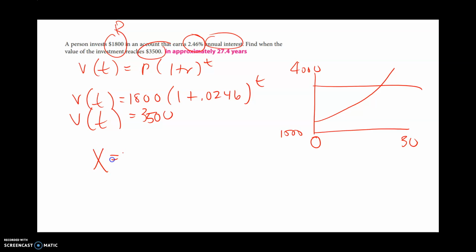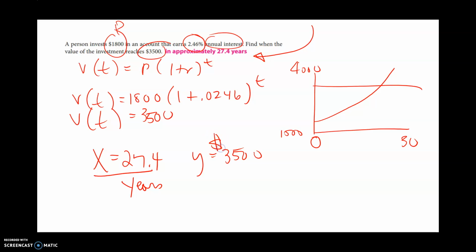It's x equals 27.4, y equals 3,500. So x is 27.4 years, which is what we have up here, so our answer is right: our investment will be worth 3,500. There's a common process we use for all these story problems.